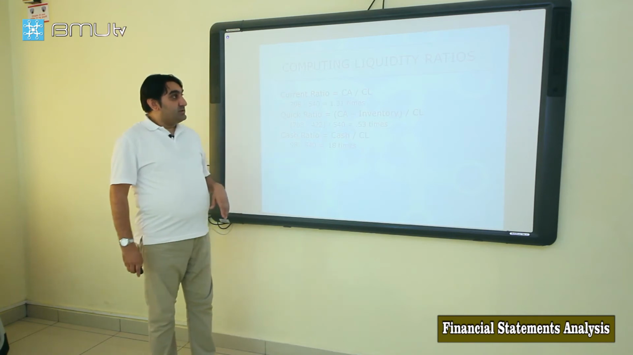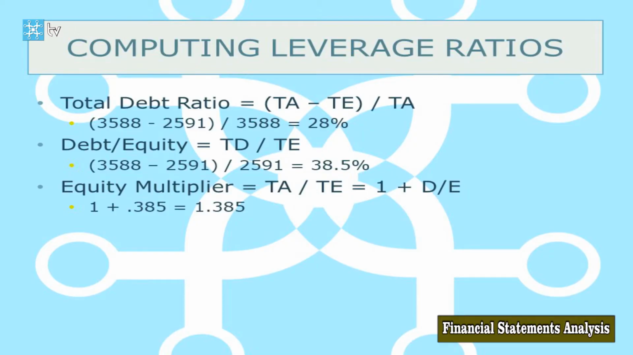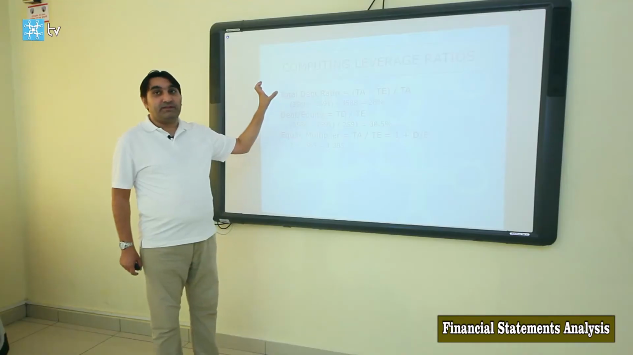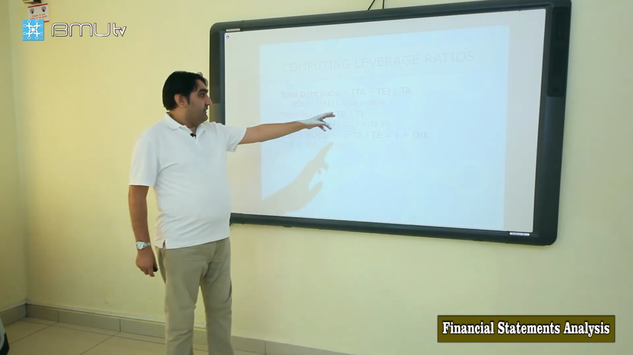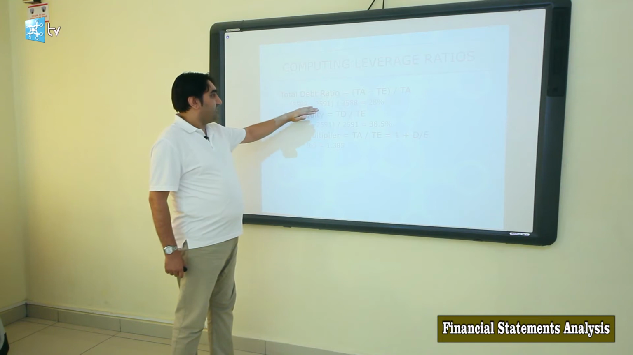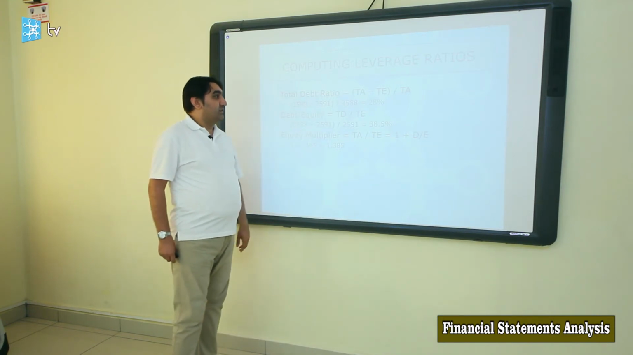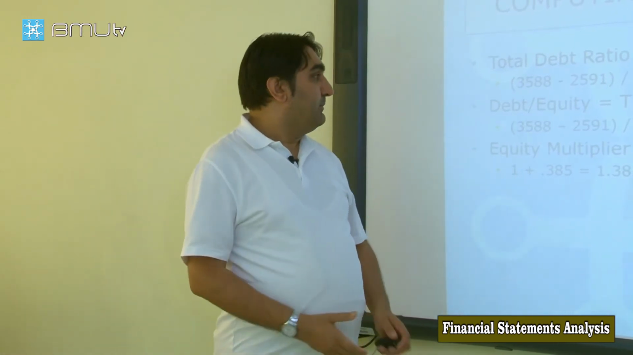Second group of ratios is leverage ratios. As I said at the beginning, leverage ratios measure long-term solvency of a company, how it is able to pay its long-term obligations. First one is total debt ratio. That is calculated as total assets minus total equity. This is total debt. It comes from the simple balance sheet equation, and divided by total assets. That is 28% from our previous balance sheet. It means that for $1 in total assets, we have 28 cents in debt.